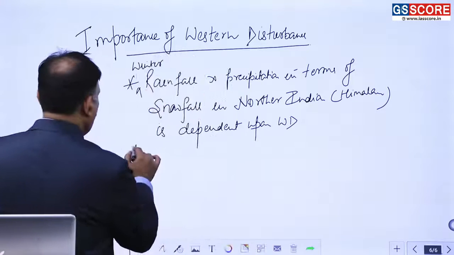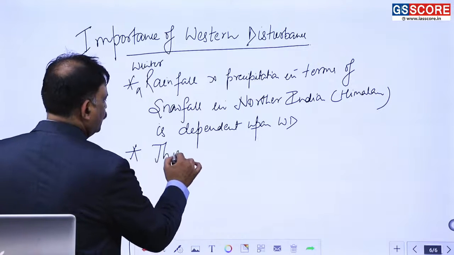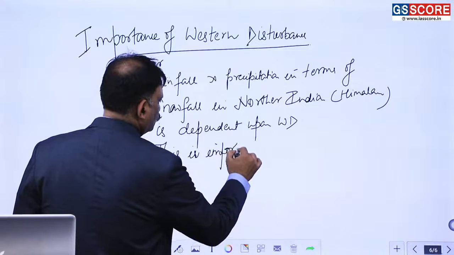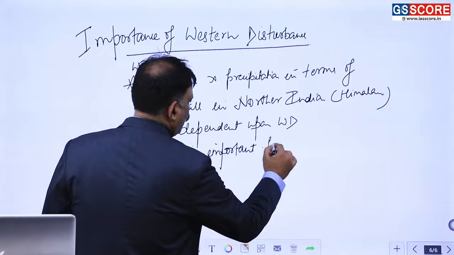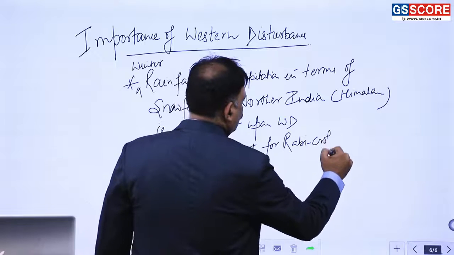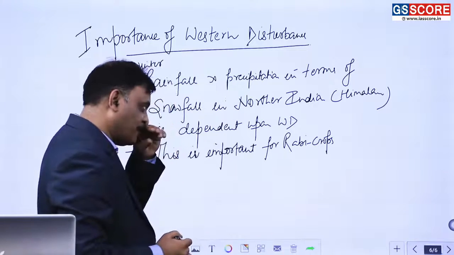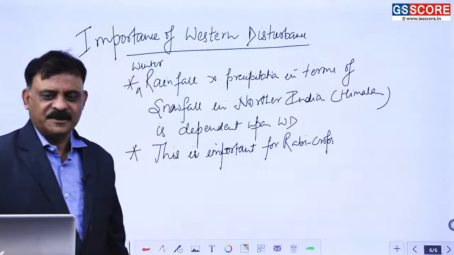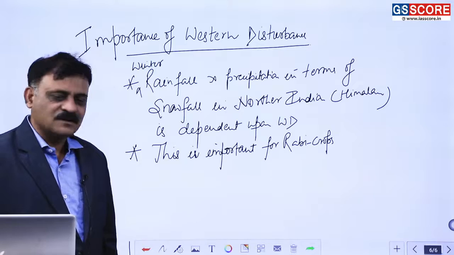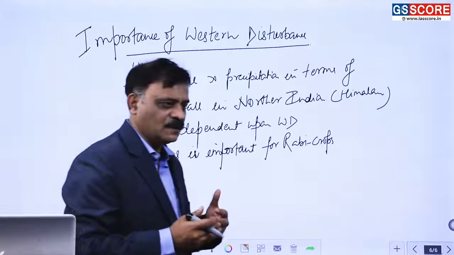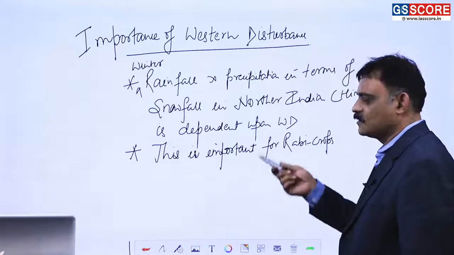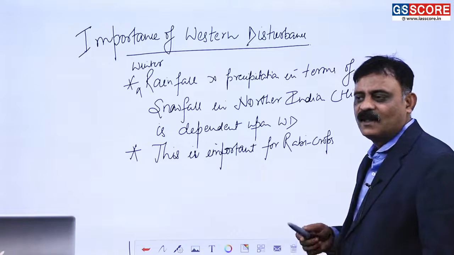Now you can write down another point. This is important for Rabi crop. Now generally we take the cropping seasons only in terms of northern India. We don't have much change in the seasons in the southern part of India. So therefore, we take less of a concept of seasonal crops. Generally, the cropping seasons are defined in terms of northern India. So we take a Kharif crop, we take a Rabi crop.